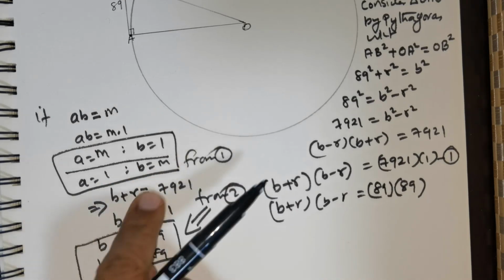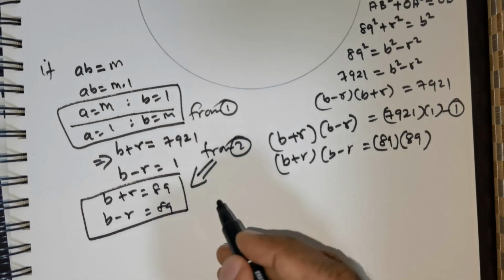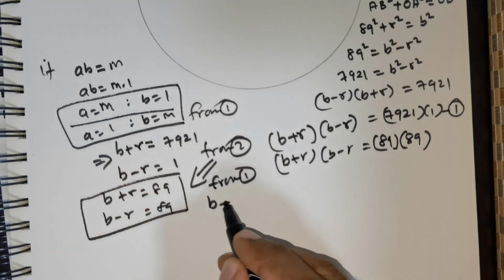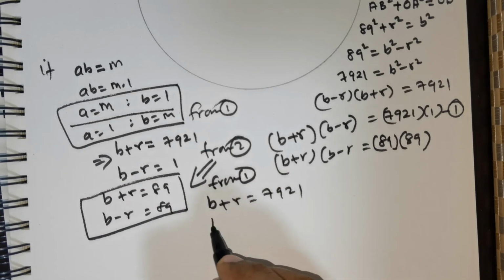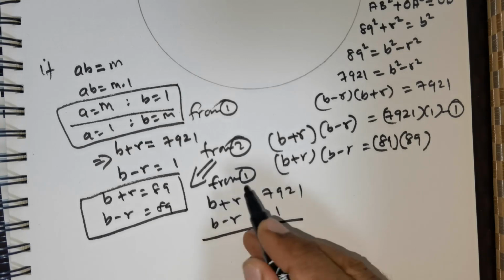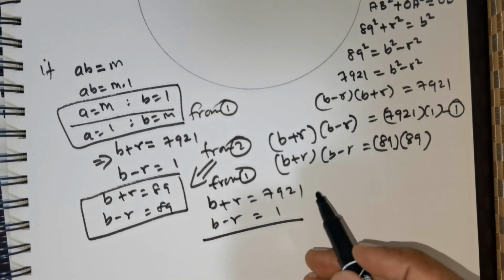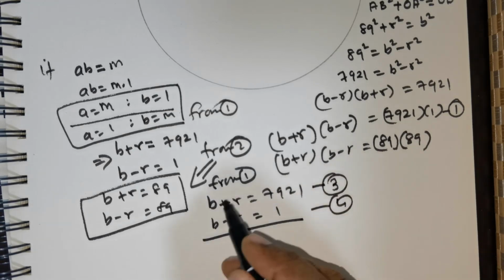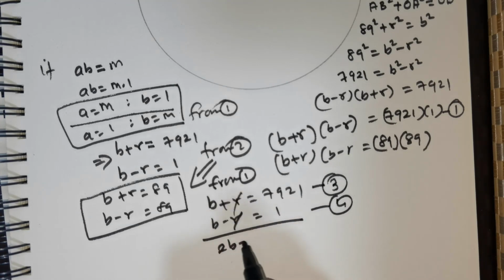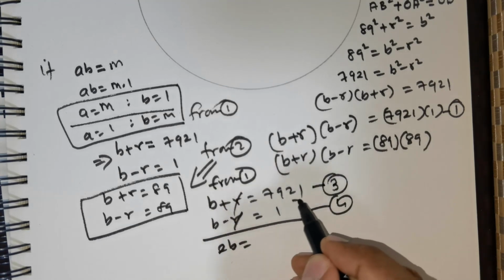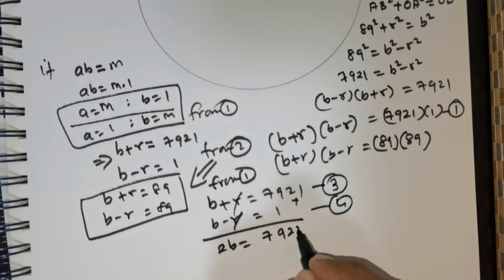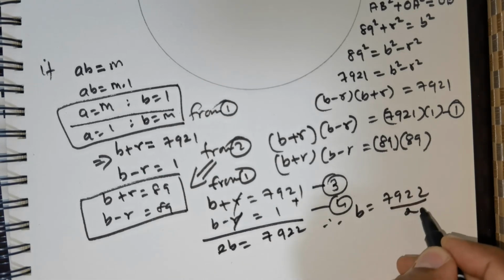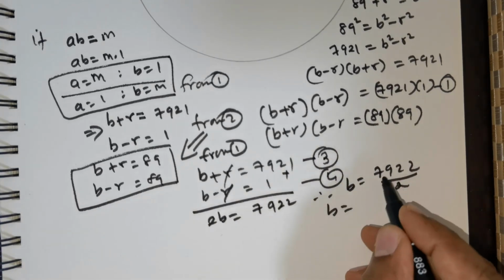So I will be utilizing only this. Now I will tell you the reason for that. So from 1 we got that B plus R is equal to 7921 and B minus R is equal to 1. So what I wish to do is I would like to add these two. So let me take this as equation 3, take this as 4, adding it I get 2 times B is equal to, you add them up, so this is going to be 7922. So therefore the value of B is 7922 divided by 2.